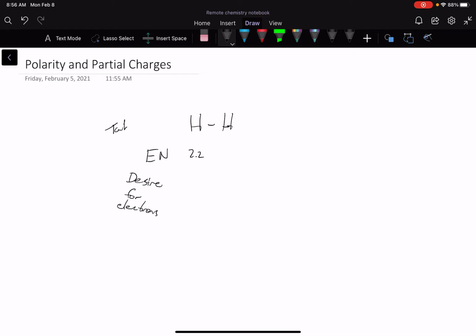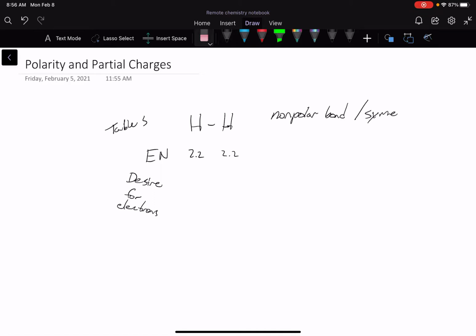You can find these all in Table S. I'm going to write that, Table S. So it's the last page of your reference tables. And both of these are hydrogen, so they're both going to have an electronegativity of 2.2. Now, because they both have an equal desire for electrons, we say this is a non-polar bond.